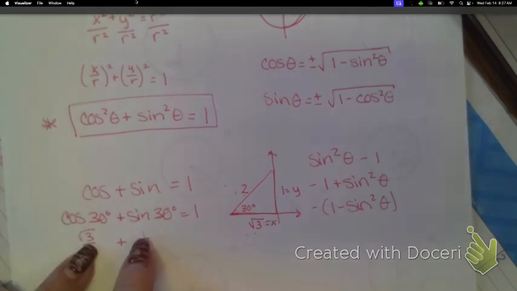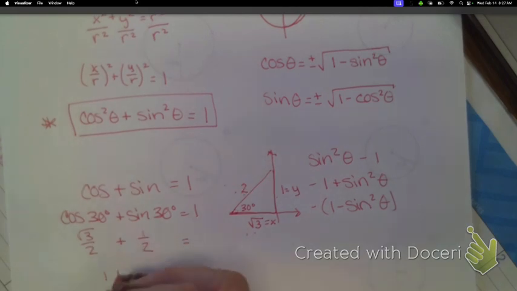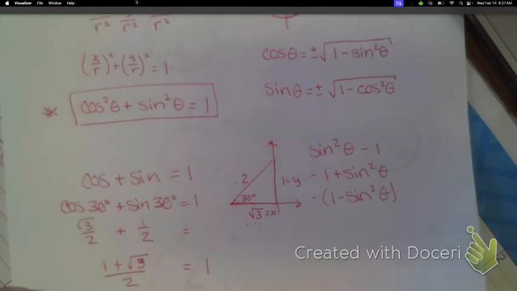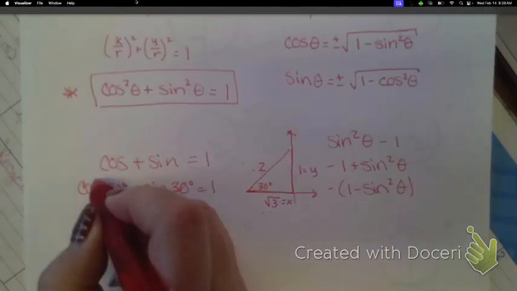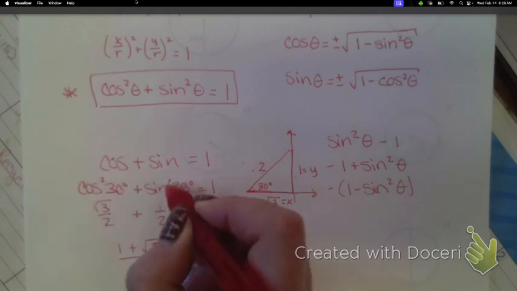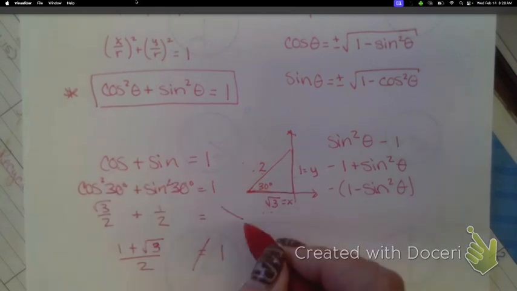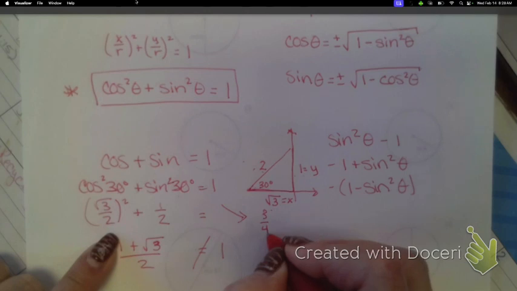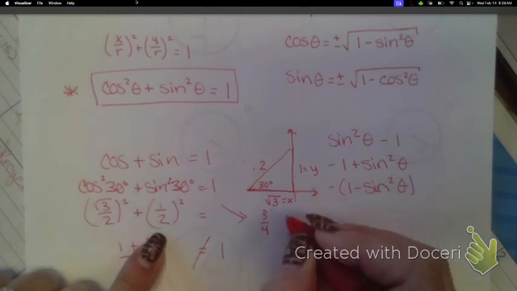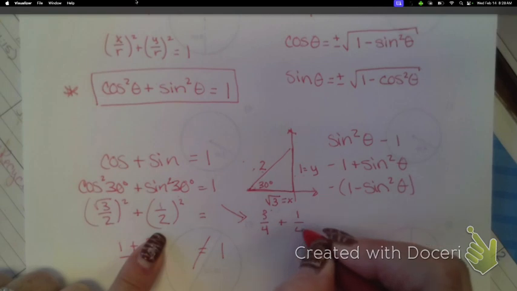Can I add square root of 3 and 1 together? Can I add those two together? No, because it's a radical, right? So I have 1 plus the square root of 3 over 2. Does that equal 1? No. That does not equal 1. But what happens if I square it now? Well, if I squared this, I would get 3 over 4, wouldn't I? If I squared this, I would get 1/4. What's 3 over 4 plus 1/4? 1.